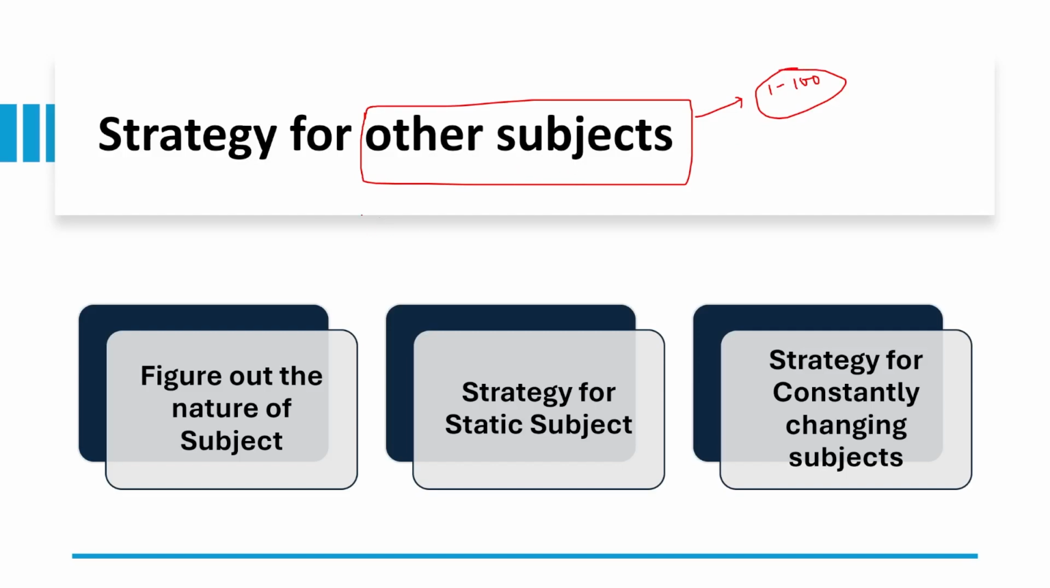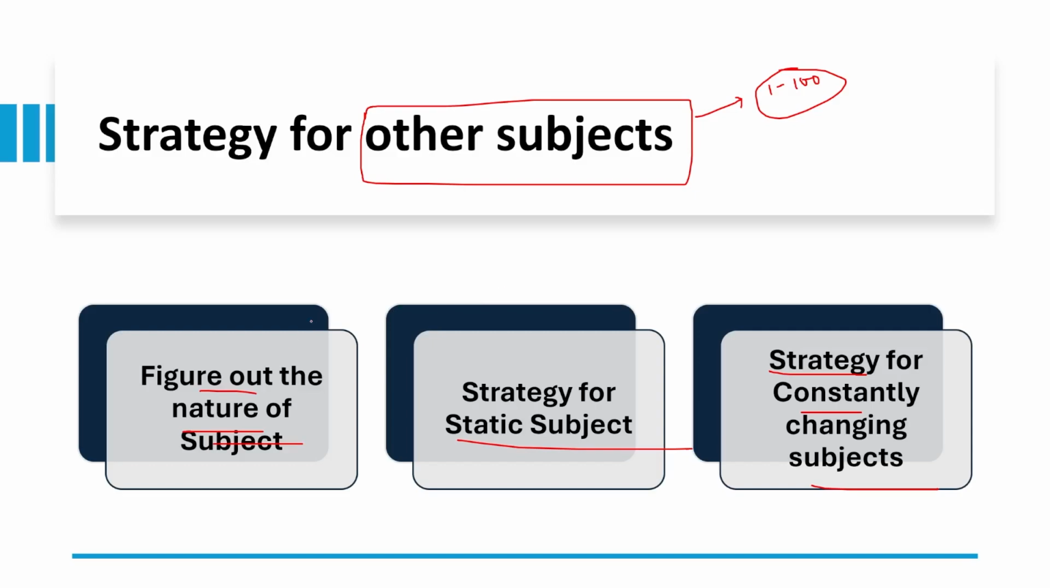So the first thing I'll suggest is to figure out the nature of the subject. There are basically two natures of subject. First one is static subjects. You can understand by the nomenclature that static means something which is constant and fixed. And second is constantly changing subjects.